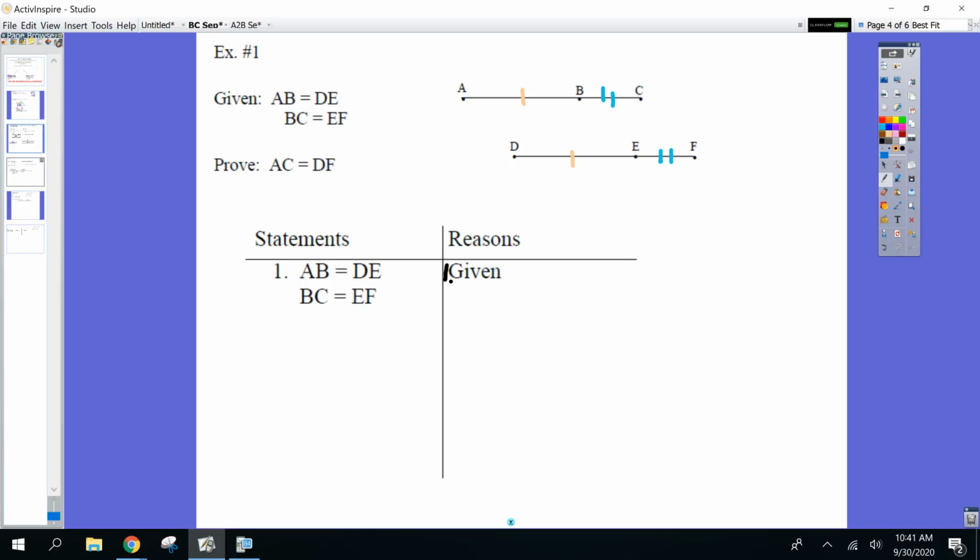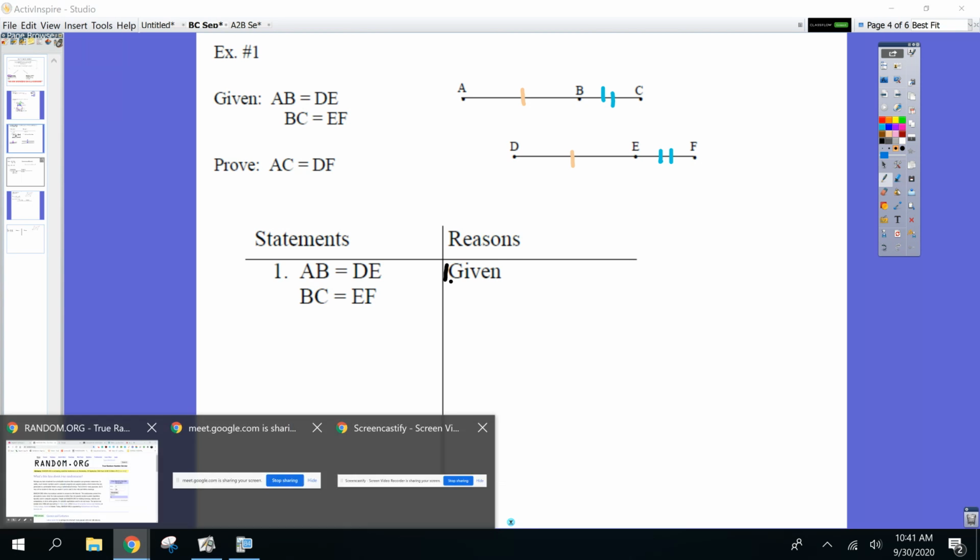All right, you ready? Because we have to figure out how we are going to get from the given to the proof. I know that AB and DE are the same length, and I know BC and EF are the same length. How do I get to AC and DF being the same length then?